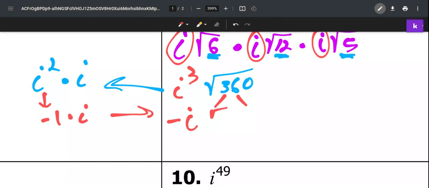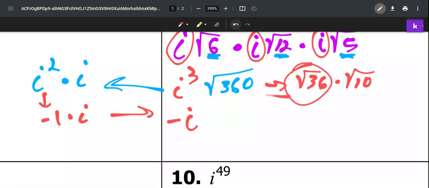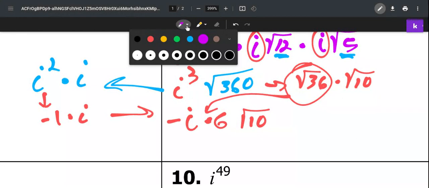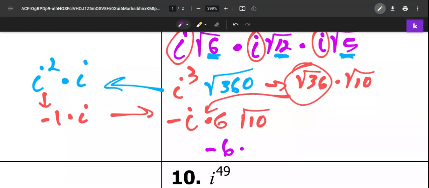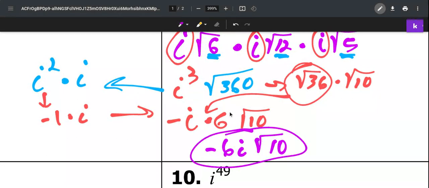So the square root of 36, let's move it over here. So the square root of 36 times the square root of 10, that's going to give me a 6, and that 6 will go to the outside. So now I have this times 6 radical 10, and here's how it looks all together. It would be negative 6i radical 10. Let me double check. And yes, that is the answer.